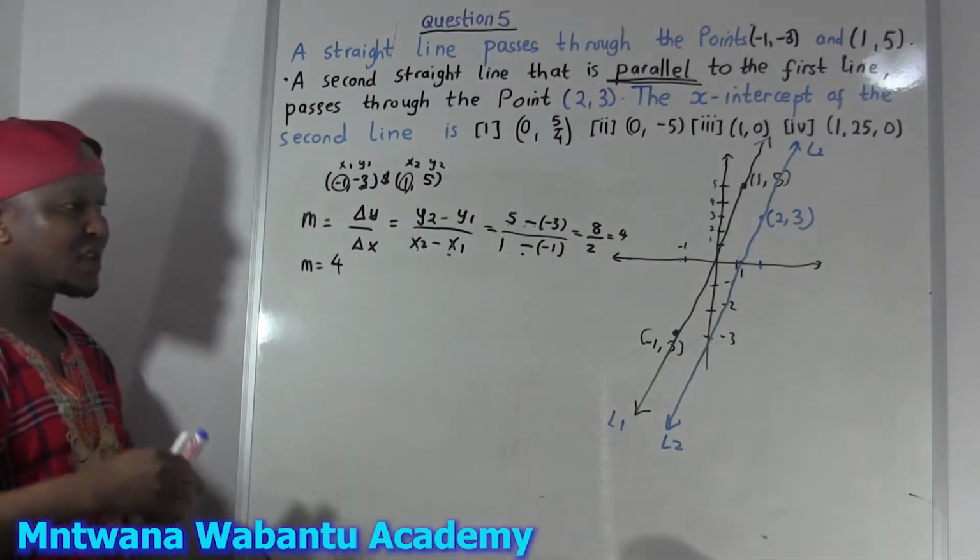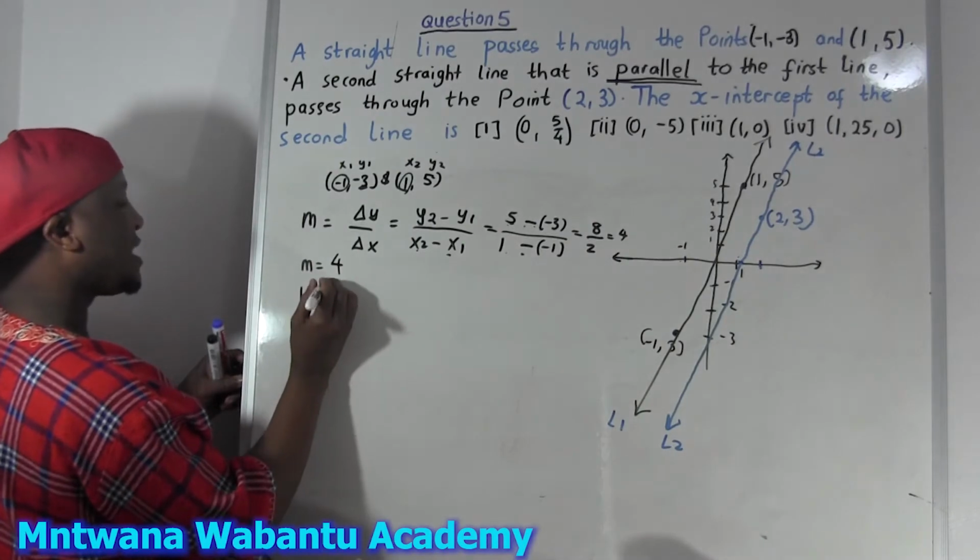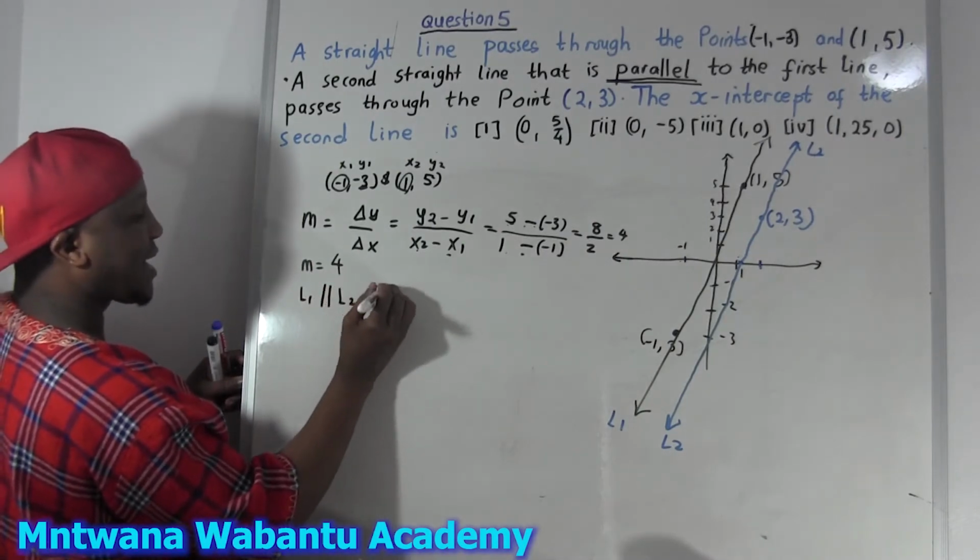Remember, if you look carefully, these two lines are parallel to each other. So since line 1 is parallel to line 2, they are parallel lines.